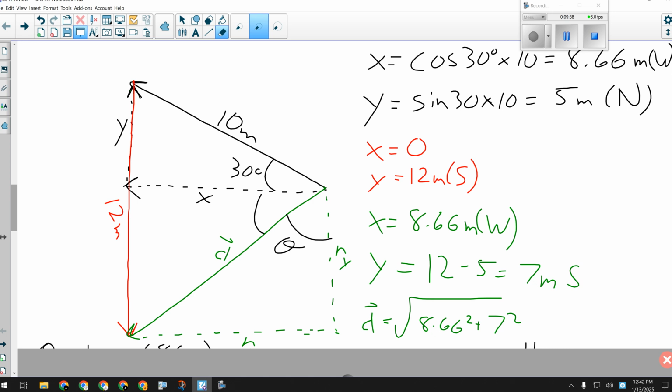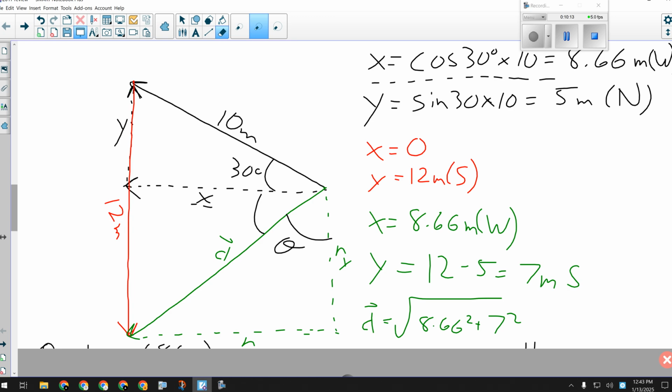Then we've got to calculate all of our x's and y's. So the first triangle, the 10-meter triangle, if I'm going to calculate the horizontal or x component here, it's the adjacent side to the angle. So I calculate it with cos of 30 times 10 meters, which gives me 8.66 meters to the west. And then the y component is opposite, so that would be the sine of 30 times 10, which is 5 meters north. Our second vector is vertical, so it has no x component, but it does go 12 meters south.